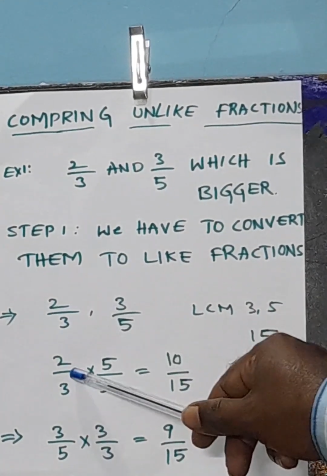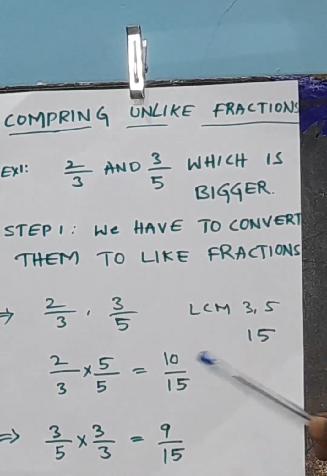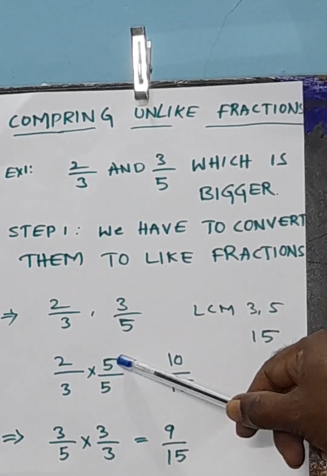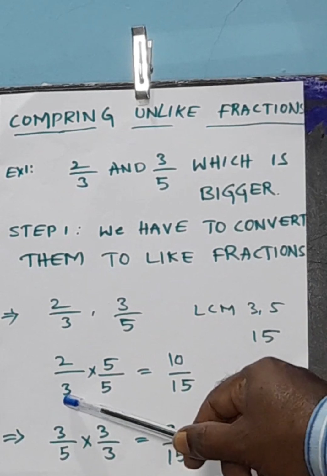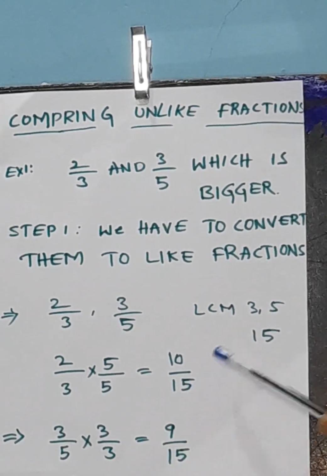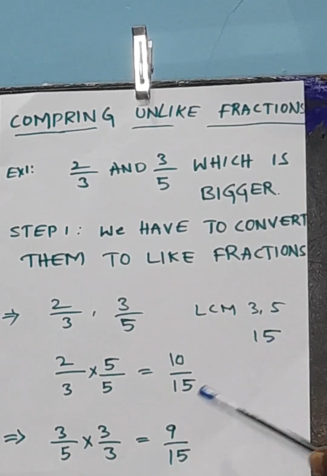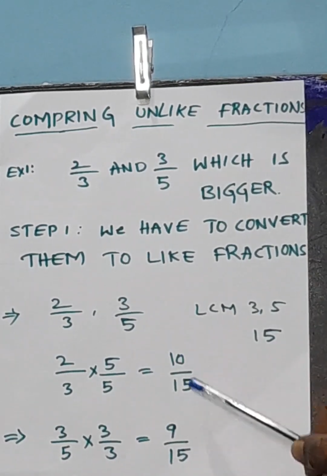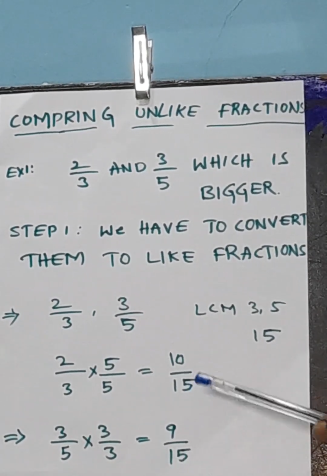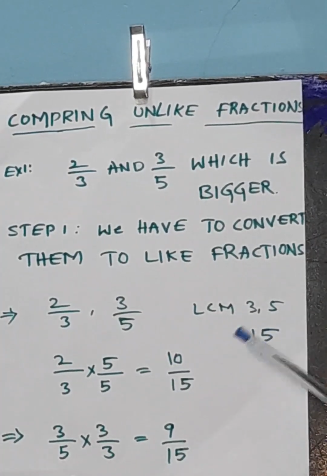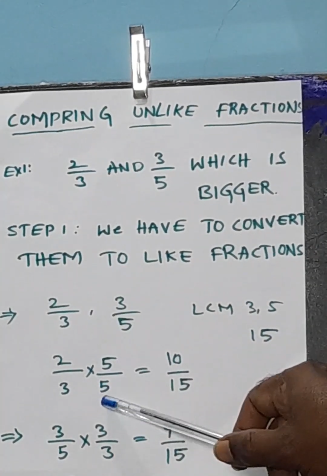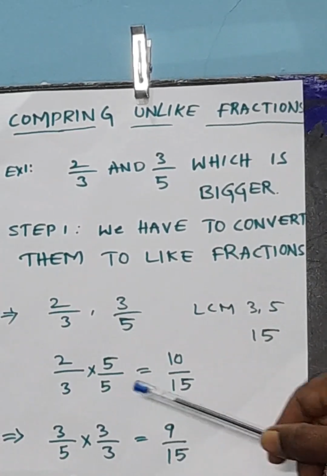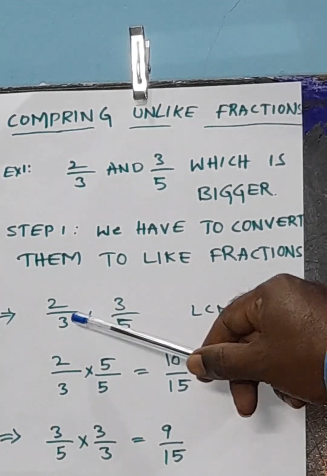So I am taking the first fraction, and in order to get the LCM 15, we have to multiply this fraction by 5 by 5. 3 into 5 is 15. So we are getting the LCM 15 here. And again, 2 into 5, it is 10. So 10 by 15. So here we are finding the LCM, using the number to multiply with both numerator and denominator, and we are getting another form of these fractions.